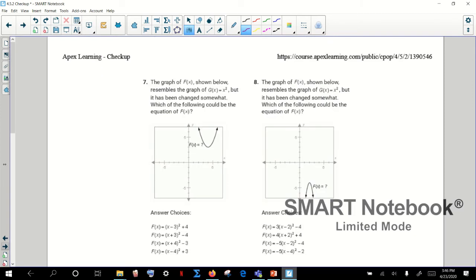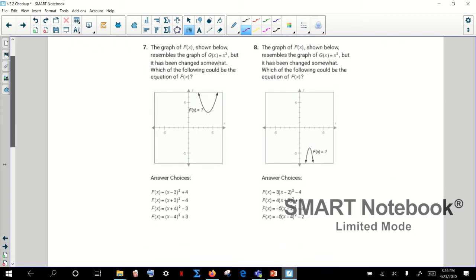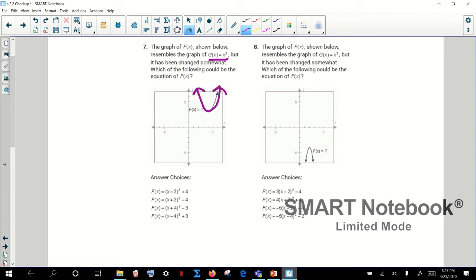All right, looks like we're getting down to the last 4. In these, we're not given the original, we're only given the transformed graph, so we have to think a little bit harder. So our original graph would have been x squared, right? But we have to figure out which one f of x is in this case, okay?